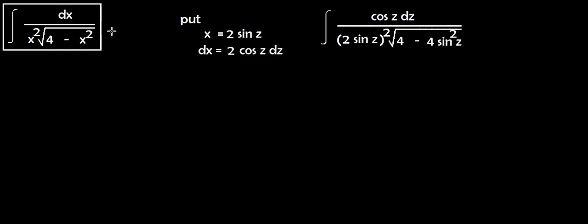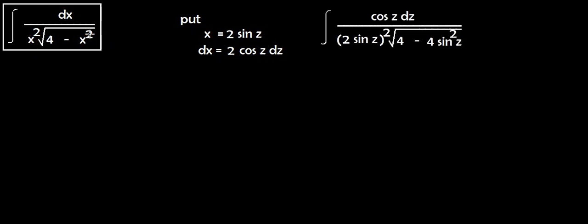Now let's take another problem. We have x squared under root 4 minus x squared in the denominator, and we need to substitute for this x squared. For such problems, you need to put x equals 2 sine z as earlier stated, and you need to differentiate both sides, and it will be dx equals 2 cos z dz. And now you put the value of x and dx in the following equation, and you will get this.